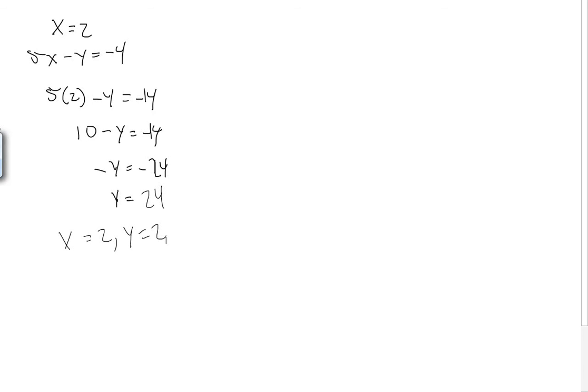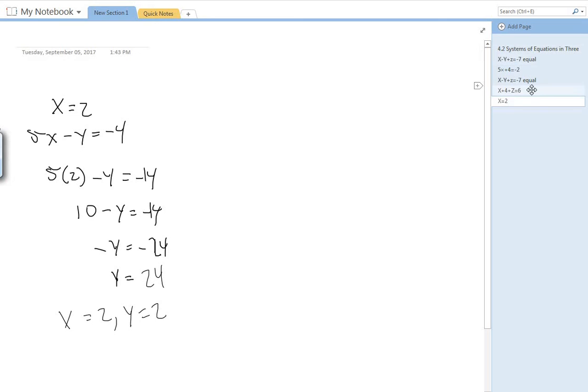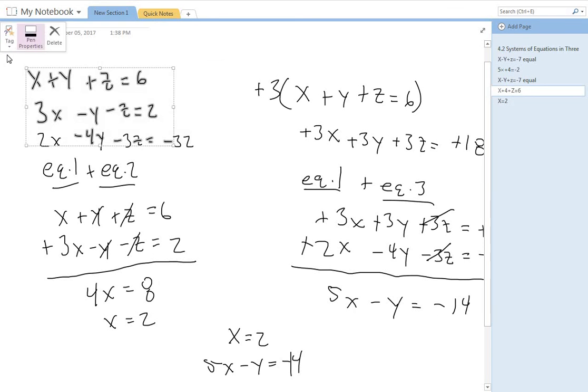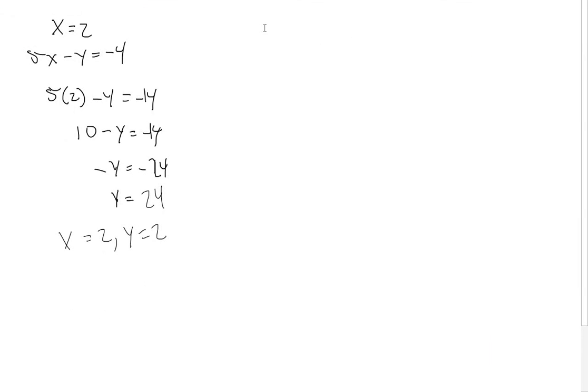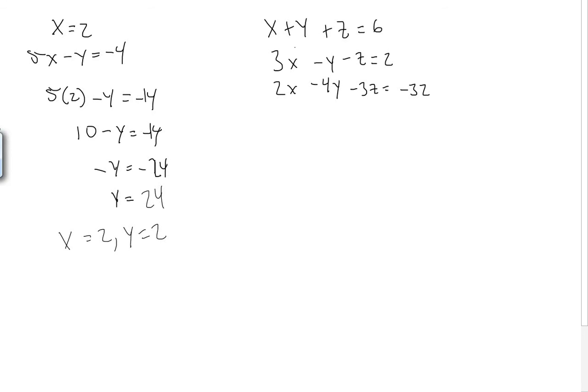I should go back to one of the original equations and substitute those values in again. So let me just take all three of these over to this new page. I might as well just substitute into equation 1 again. It's not only the simplest, but there's no negative, so I'm less likely to make a mistake. I'll take x plus y plus z equal to 6. Let x equal 2. Let y equal 24. And solve for z.